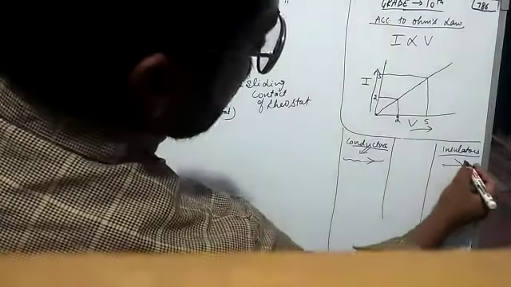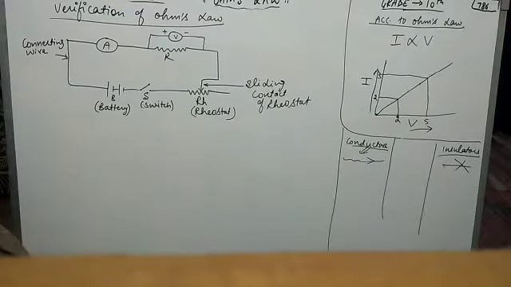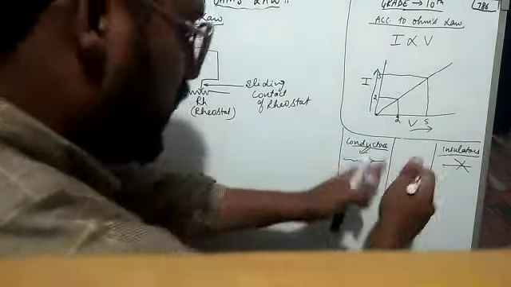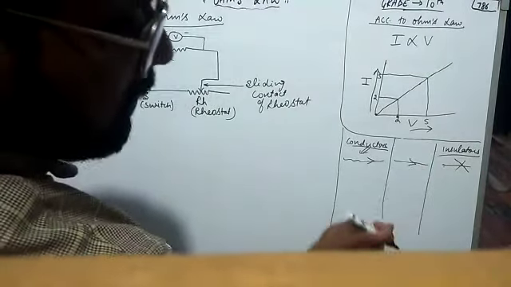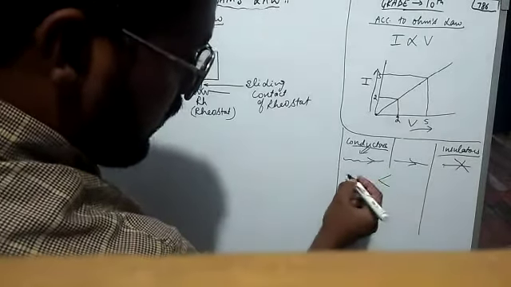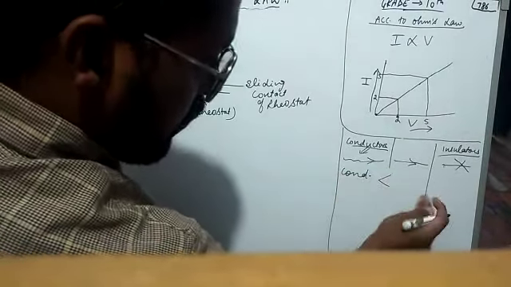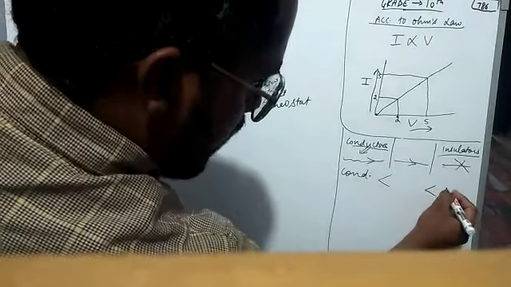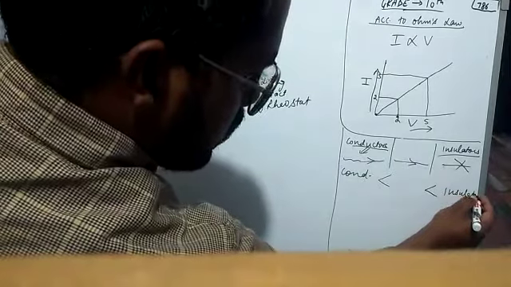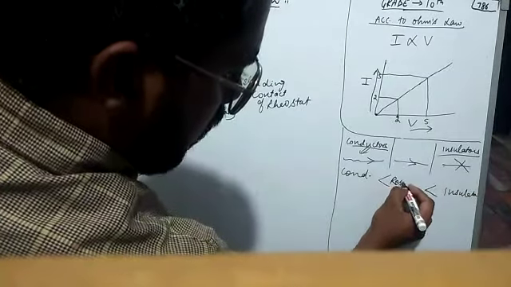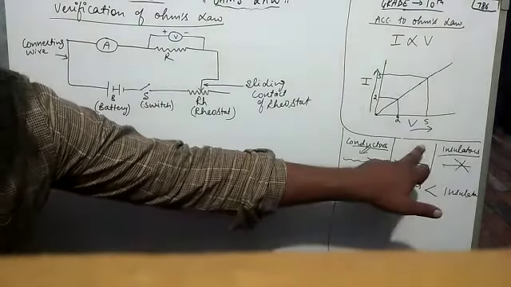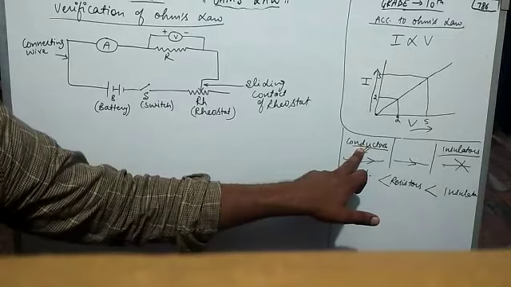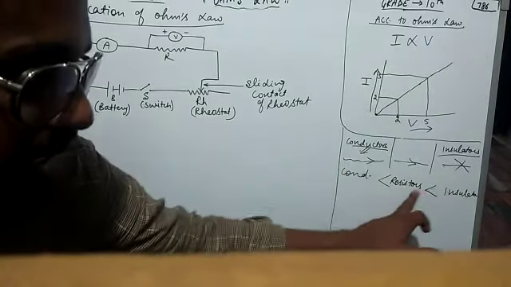Now next, what do we call conductors? Those which conduct electricity very easily. Insulators never allow electricity to pass through them. In between these two, there is something whose conductivity is less than conductors but more than insulators, and we call that resistors. I hope you got the point: resistors are those substances whose conductivity is less than conductors but more than insulators.